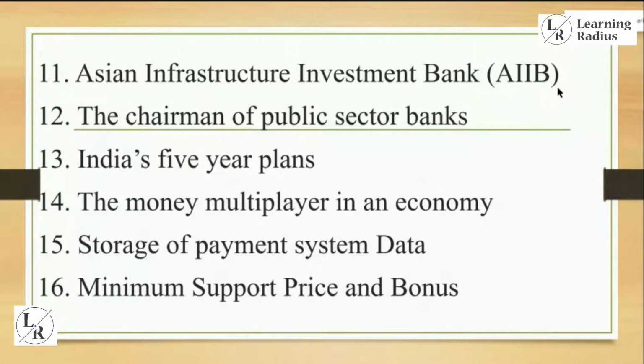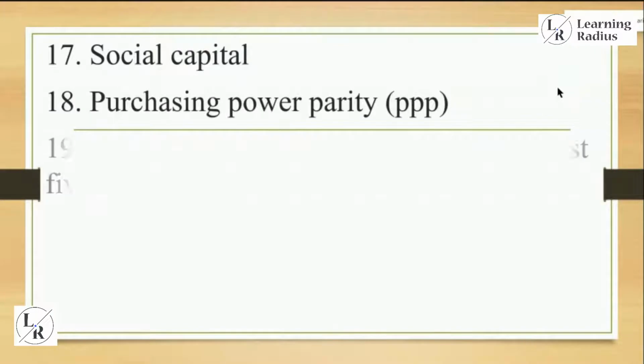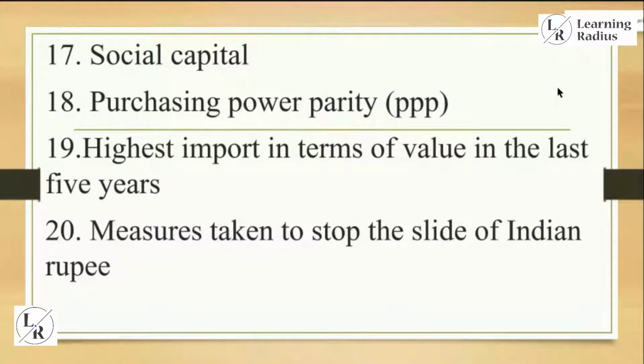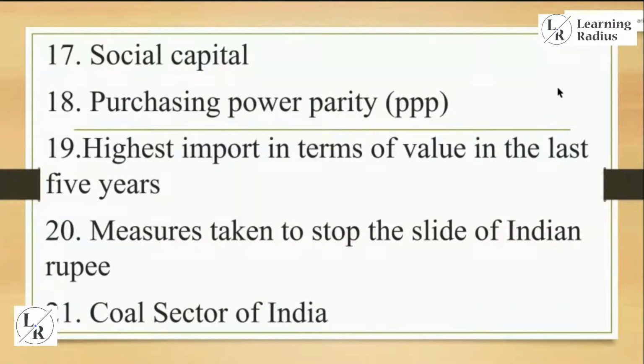and bonus. Minimum support price and bonus, you should keep in your mind, because UPSC asks n number of questions from minimum support price, either in geography or in economy from a national perspective, because MSP and agriculture are always a significant area from prelims and mains perspective. Then social capital, purchasing power parity, highest import in terms of value in the last 5 years, measures taken to stop the slide of the Indian rupee, and the coal sector of India.